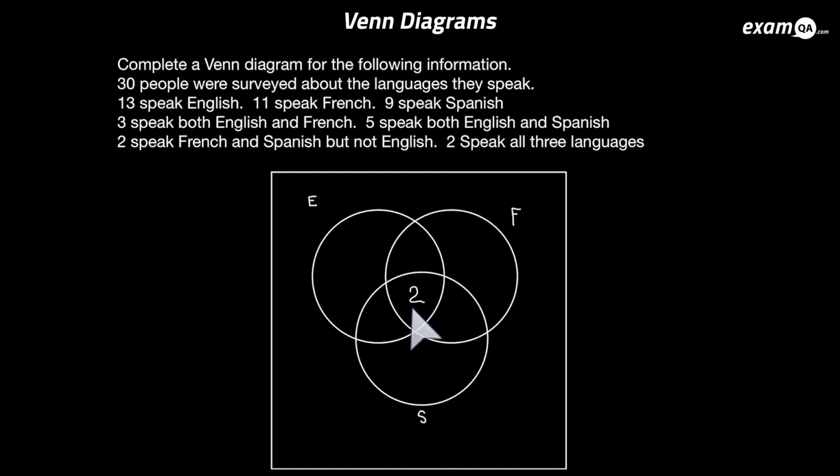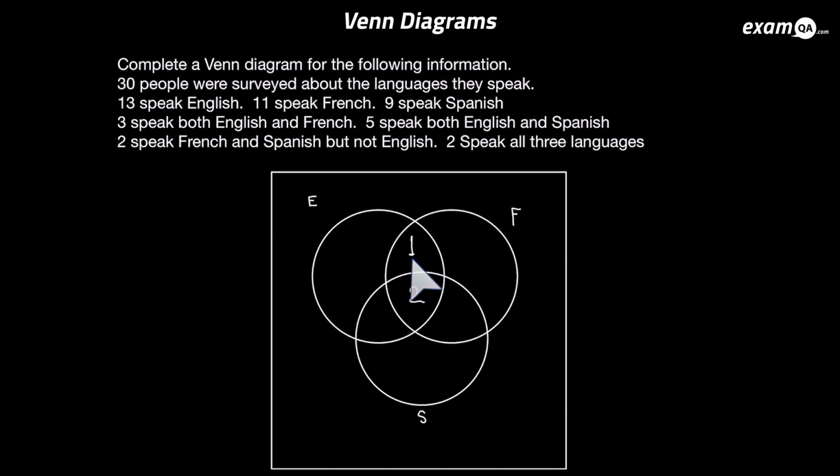We could do the next one as 2 speak English and Spanish. But I'm going to leave that one for now. I'm going to do 3 people speak both English and French. Now, where's English and French? Well, English and French is both of these regions. When it says 3 speak both English and French, it's talking about both of these regions. So if both of these regions add up to 3, then the region we don't know the answer for must be 1. So we can put a 1 here. Now you can see the English and French bit, the people who speak both, does add up to 3.